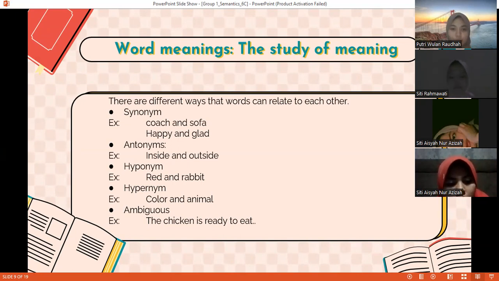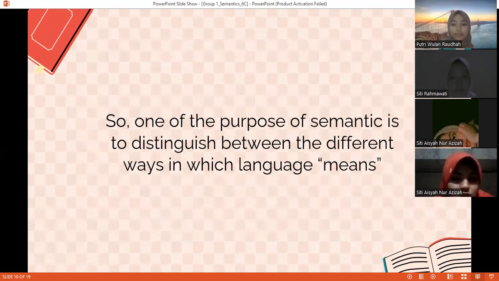An example of ambiguity in a sentence is "the chicken is ready to eat." There are two meanings. The first is that the chicken is already cooked and people are going to eat it. The other meaning is that the chicken is going to eat. Next. So, one of the purposes of semantics is to distinguish between the different ways in which language means. So that's all for me.